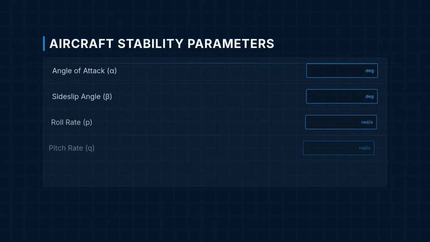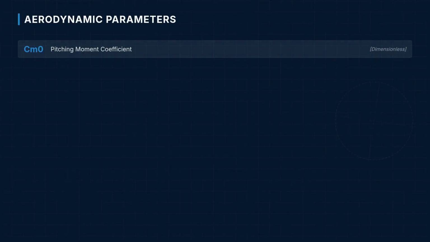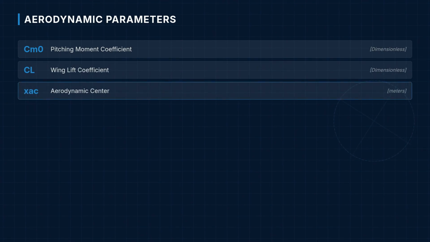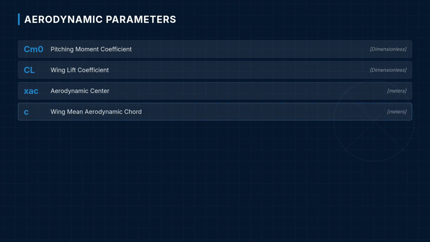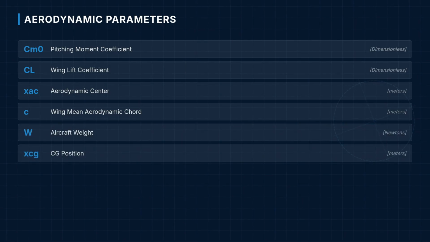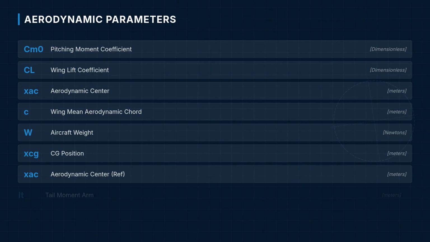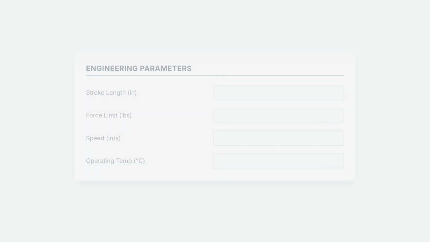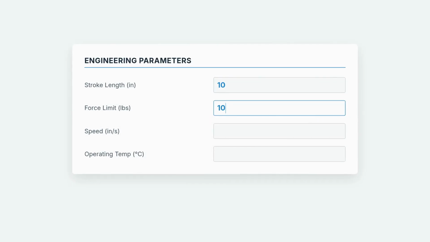For this demonstration, we're using Calculate Trim CG Position. Next, enter your input values. We need Pitching Moment Coefficient CM0, Wing Lift Coefficient CL, Aerodynamic Center XAC in meters, Wing Mean Aerodynamic Chord C in meters, Aircraft Weight W in newtons, CG Position XCG in meters, another Aerodynamic Center XAC in meters, and Tail Moment Arm LT in meters. For our example, I've entered 10 for all input fields.